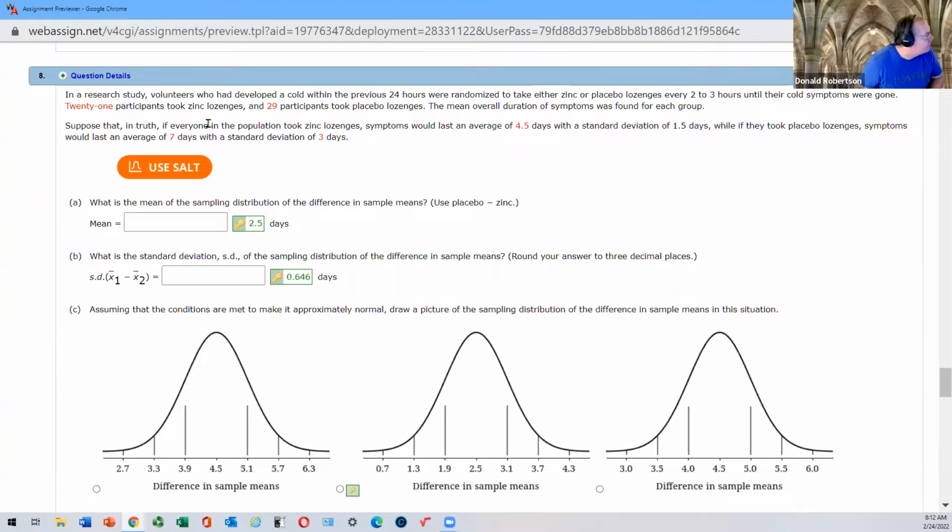So what do we know? 21 of them took the zinc. That's here. 29 of them took the placebo. Okay, we got that.